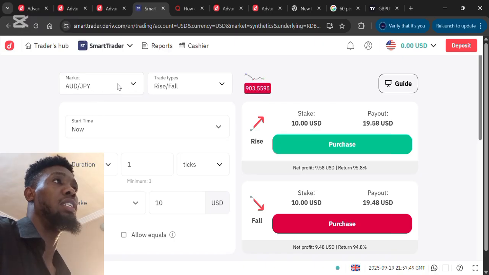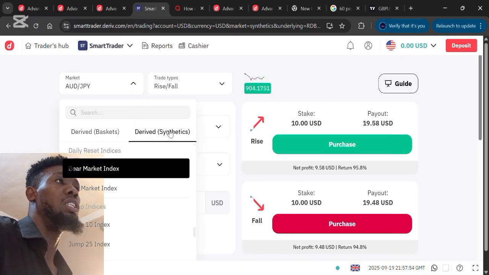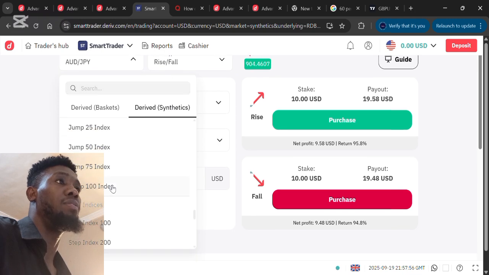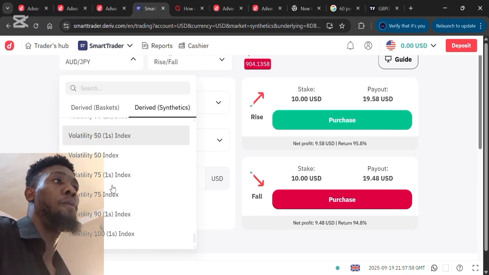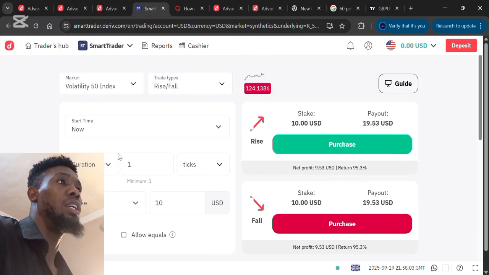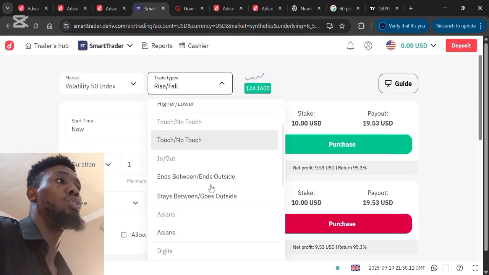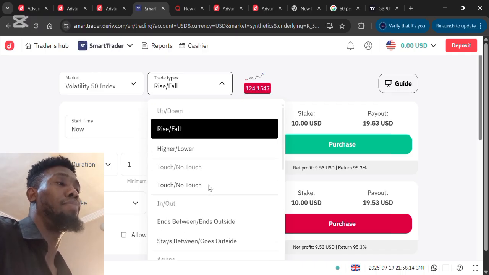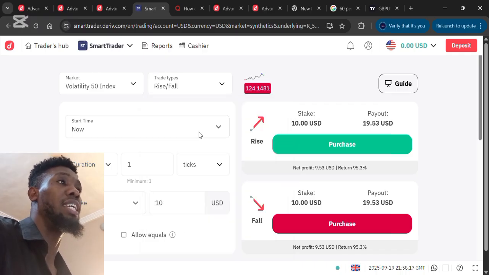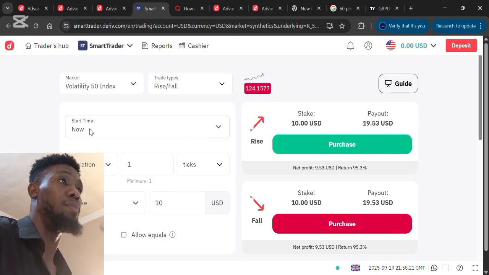Right here you can see market. In market, because we want to trade synthetic assets, we want to go to Derived. So right here you can see Derived. I have Volatility 50 and I want to trade Volatility 50. The trade types are rise and fall, higher lower, touch, no touch. We have a lot of patterns of trading, but what I trade here is rise and fall. I'll be explaining rise and fall to you guys in a minute.